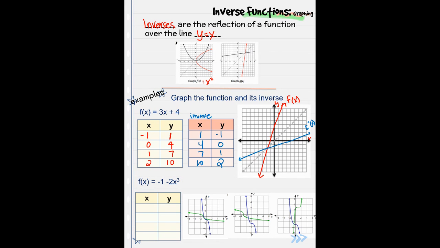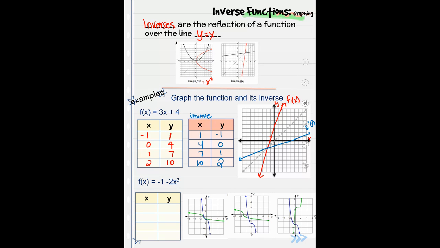So I've plotted points for my original function, switched my x's and y's, plotted points for my inverse function, and I have graphed both of those. And you can see that they are reflected over that gray dotted line. So if you're asked to actually graph them, that's how we do it. A lot of the times, though, we're just going to be given an original function and shown a bunch of graphs and asked which one shows the original and the inverse. So we need to do all of the same thing again.